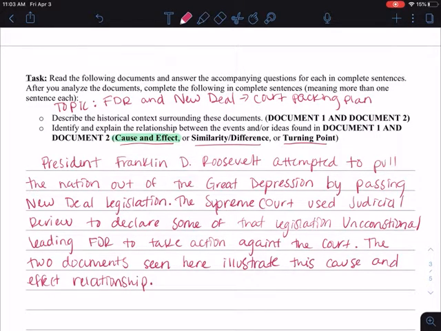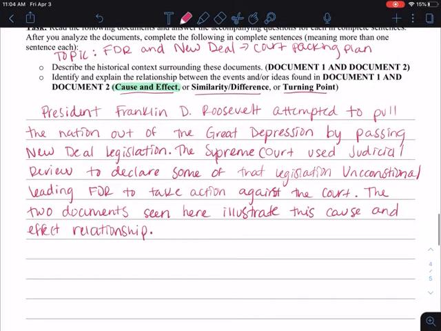Boom. So we have President Franklin D. Roosevelt attempted to pull the nation out of the Great Depression by passing New Deal legislation. The Supreme Court used judicial review to declare some of that legislation unconstitutional, leading FDR to take action against the court. The two documents seen here illustrate this cause and effect relationship. So the cause was, this will be the last thing I write, then you're on your own. You do not write this in yours.